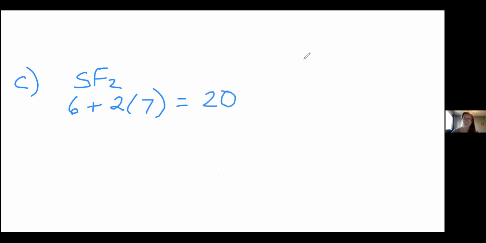And for number 1C, SF2, sulfur's in the 6th column, 2 fluorines that are each in the 7th column, 14 plus 6, so that we are going, oh, hello, have 20 electrons. Sulfur will be in the center. We don't have a carbon to put in the center, and we only have 1 sulfur. 2, 4, 6, 8, 10, 12, 14, 16, 18, 20. 20 electrons. Checking, every octet is satisfied. Everyone is happy. Everyone has 8. So that would be my answer for SF2.